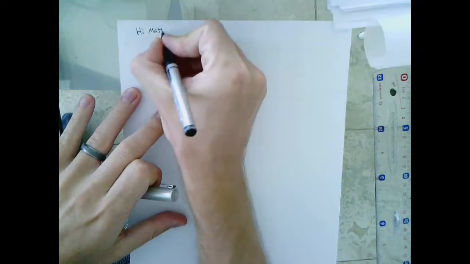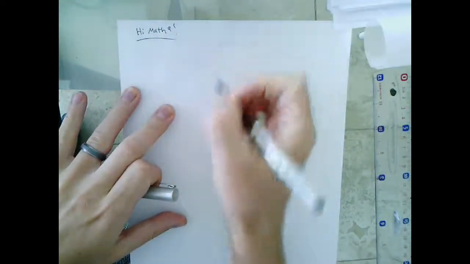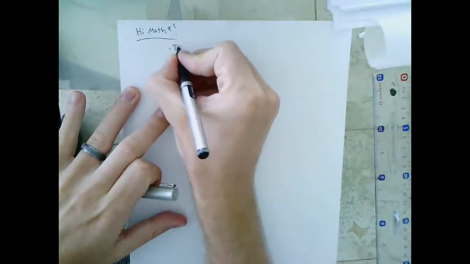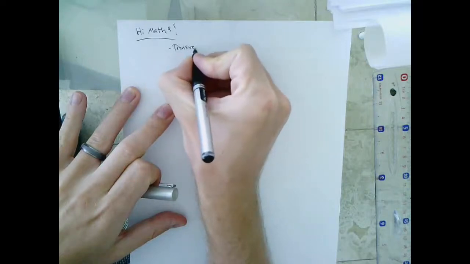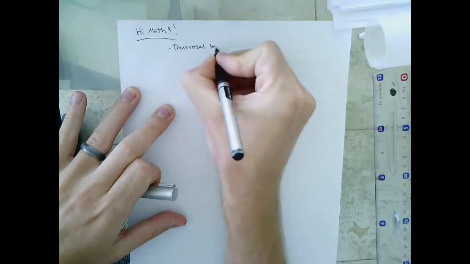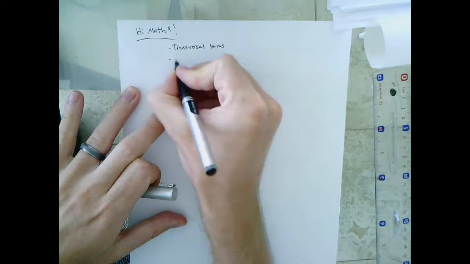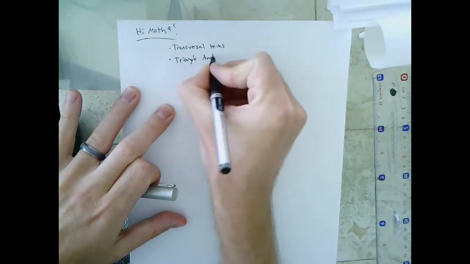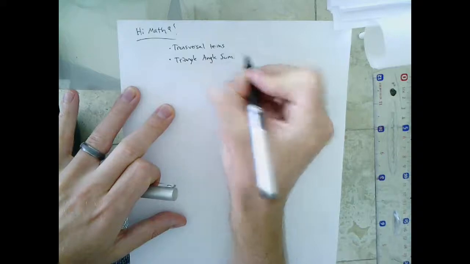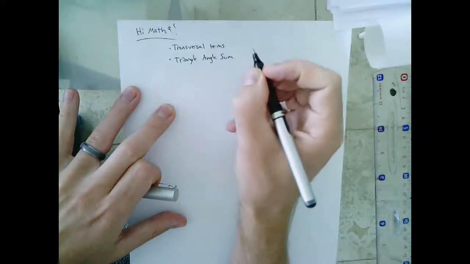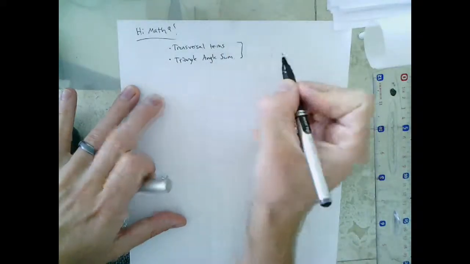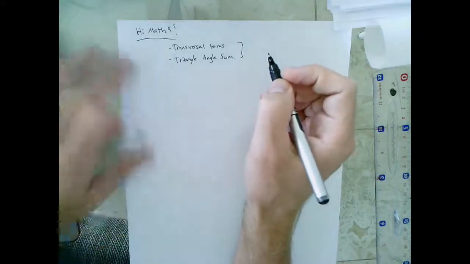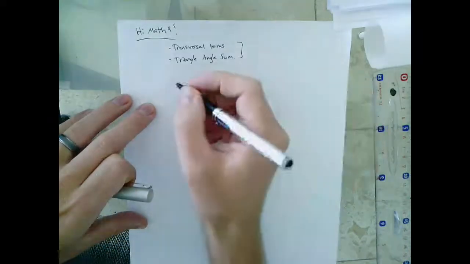In this video, we are going to rock two things. We're going to talk about transversal terms, and we're going to talk about the triangle angle sum. Now, I think you've already just done a Desmos test that might have helped you think about these two things, but let's see how we're doing on this, okay?